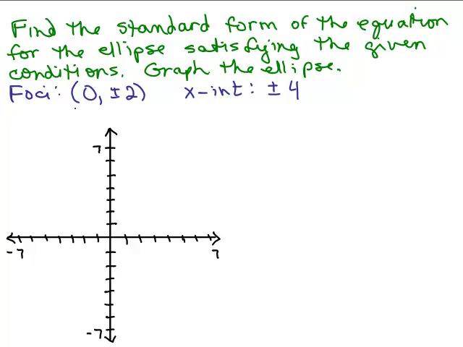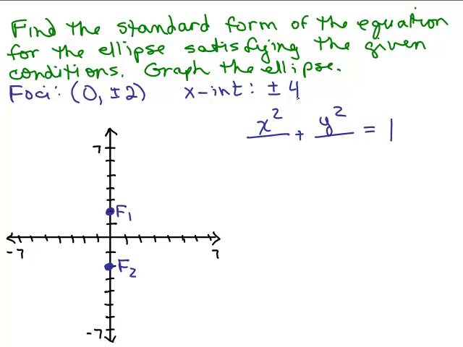So we have the foci at 0, plus or minus 2. So I'm going to go ahead and put the foci at plus or minus 2. So we know the major axis is the y-axis. So we know the bigger number is going to be under the y squared this time. And we're not given the y-intercepts, we're actually given the x-intercepts.